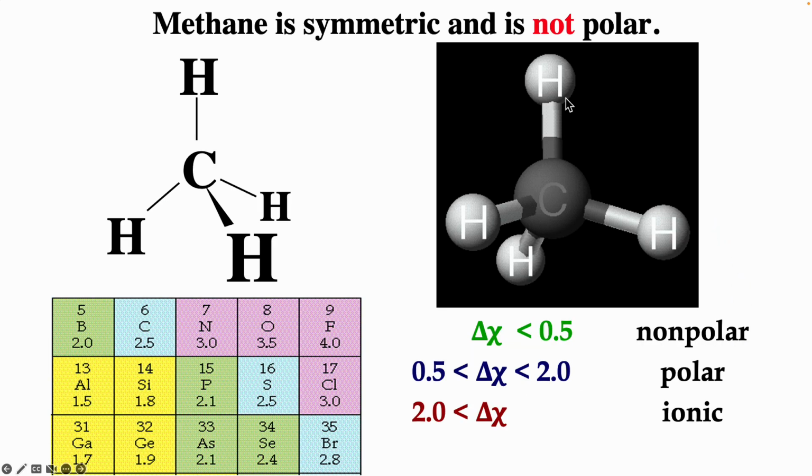Now for methane, you have carbon-hydrogen, with a difference in electronegativity of 0.3, and so the carbon-hydrogen bonds are nonpolar. For the molecule, you have a center atom surrounded by the same type of outer atoms, so the molecule also has to be nonpolar. So methane: nonpolar bonds, nonpolar molecule.